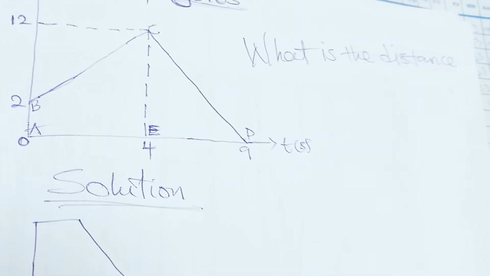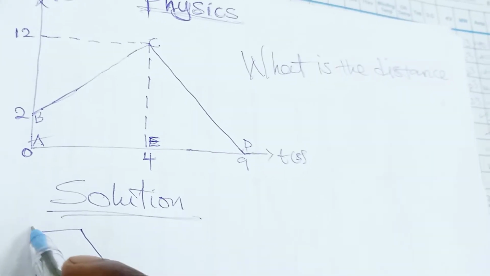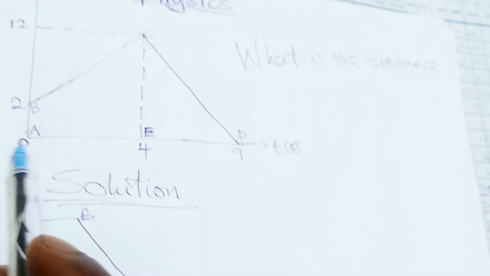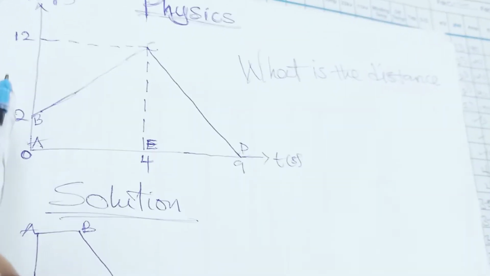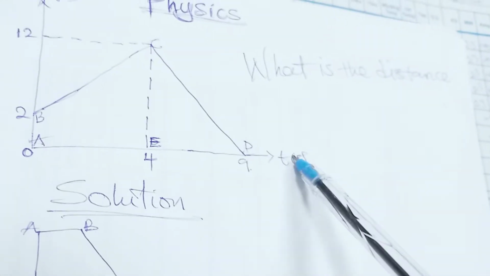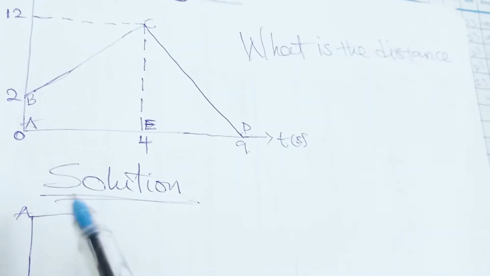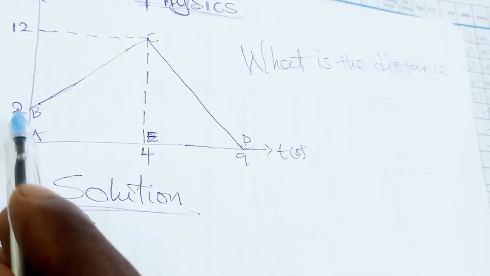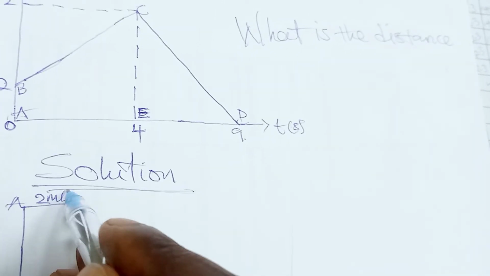We're having this place to be C. We're having this place to be E. We're having this to be A and B. Between A and B, all that we have here indicates velocity, while all that we have here indicates what? Time, because it is a velocity time graph. And between A and B, we have zero, ranges from 0 to 2, maximum of 2. That means we have 2 here in meter per seconds.